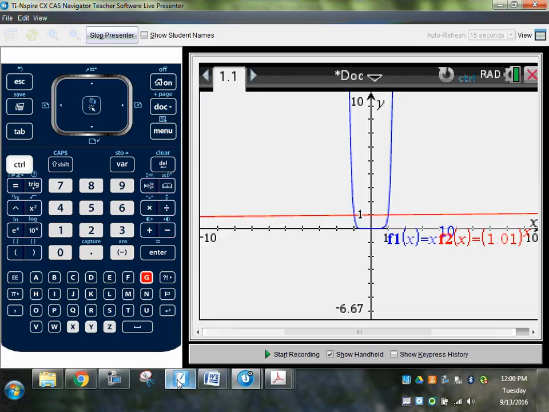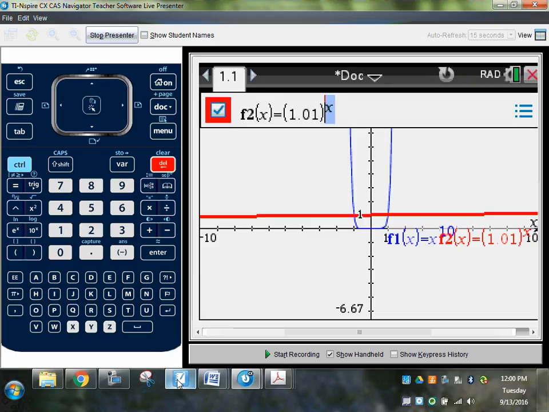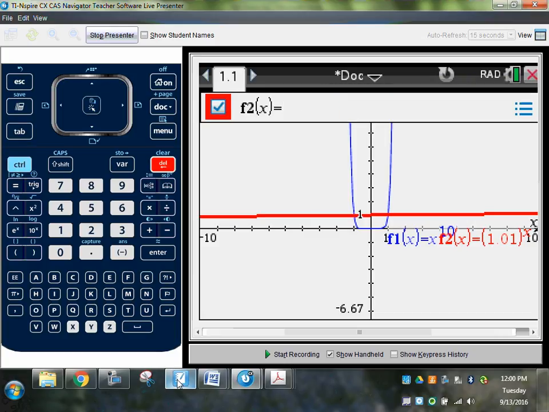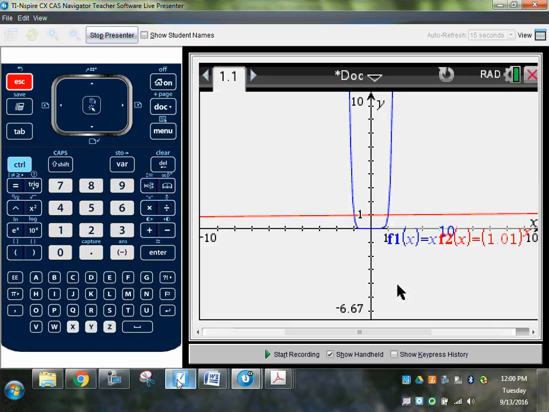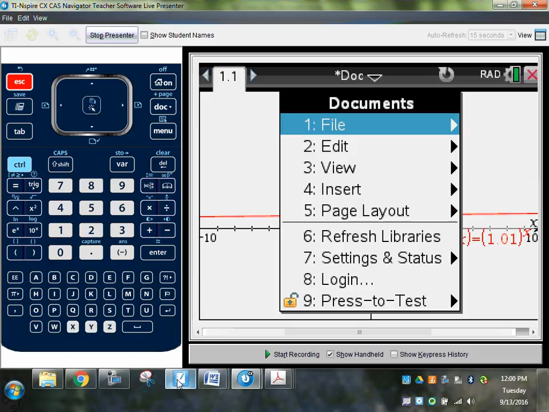Oh, by the way, here's one thing that I learned too this weekend. Let's say I don't want to delete what I have here, but I want a new graph. I think that this is right. Go to Doc. Then go down. Is there a new problem one?